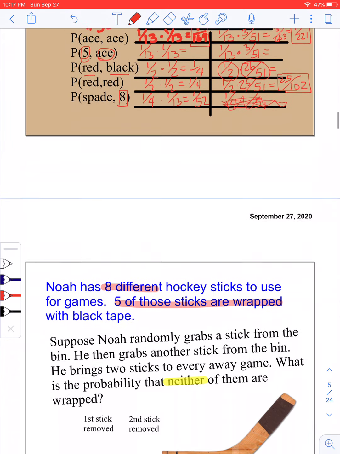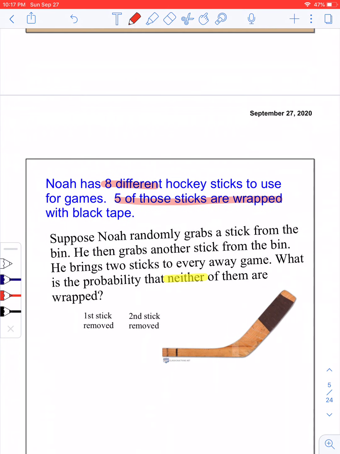All right, moving on. Here's a simpler problem. Noah has 8 different hockey sticks to use for games. And 5 of those sticks have black tape, which means 3 don't. So the question becomes, he's headed off to the game, and we want to know what is the probability that neither of them are wrapped. So again, 3 aren't wrapped.